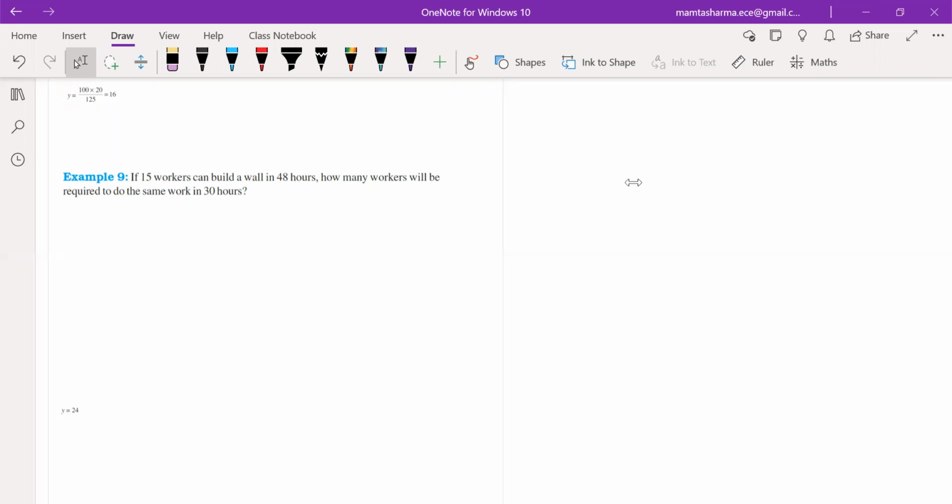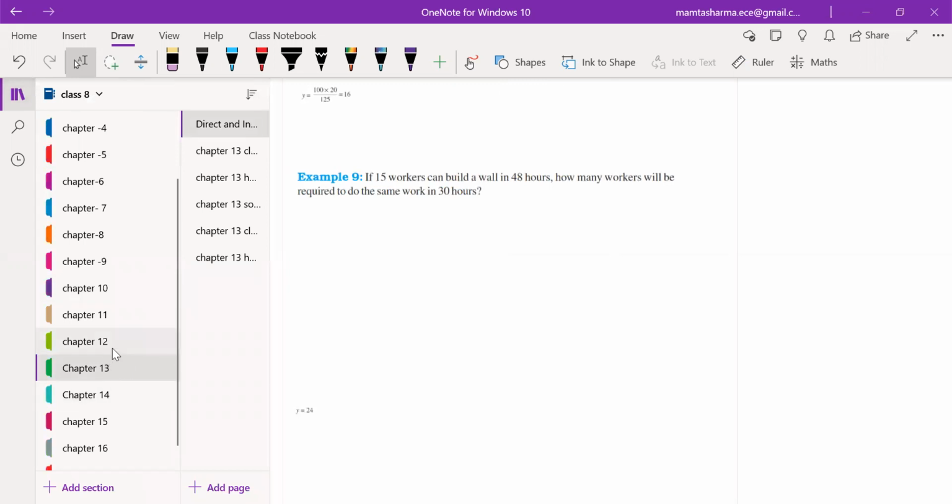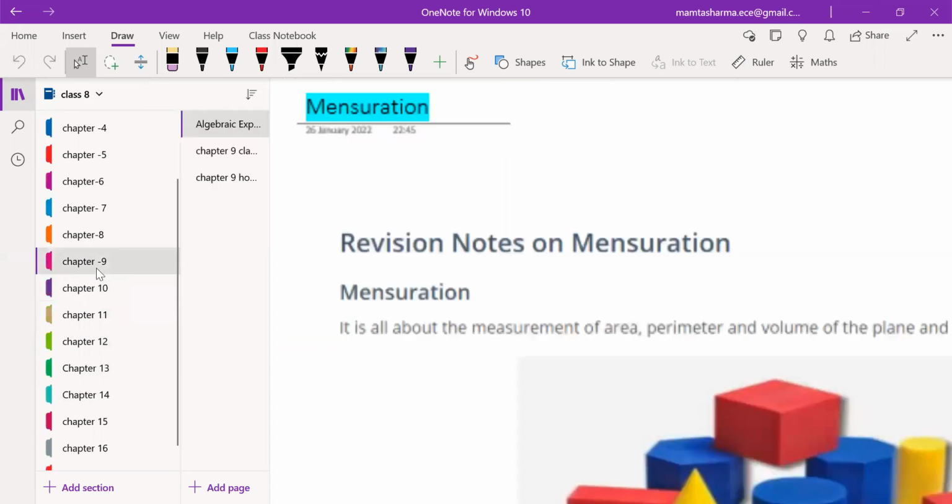Algebraic expressions. Algebraic expression, factorization, power and algebraic expression. I think algebraic expression is done already. Okay, ma'am. I was not there, so I got down. Okay, algebraic expression is which chapter? Chapter 9, ma'am.